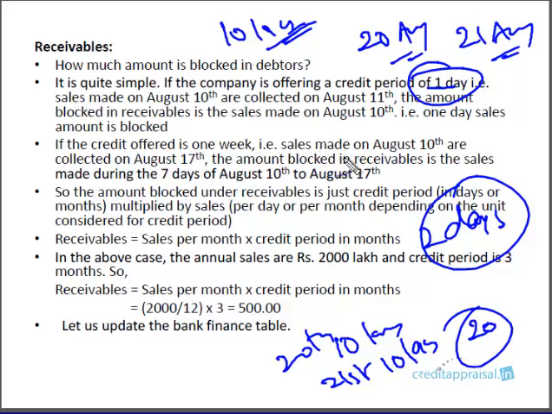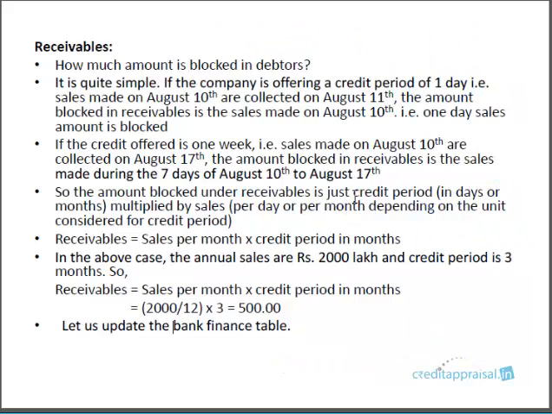So if the credit period offered is 1 week, then the amount blocked in receivables will be sales of those 7 days. Okay, the point is, if you want to know the amount blocked in receivables, it is nothing but the credit period multiplied by sales, right? Per day how much sales the company is making into the credit period, right? So very simple formula. Receivables is sales per month into credit period in months.